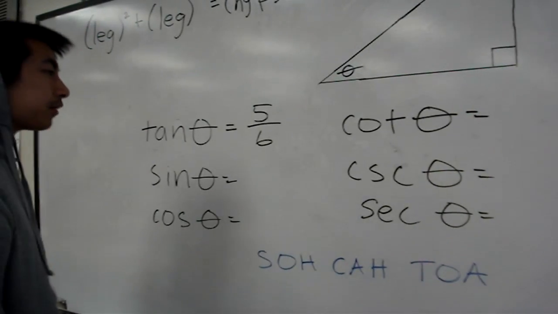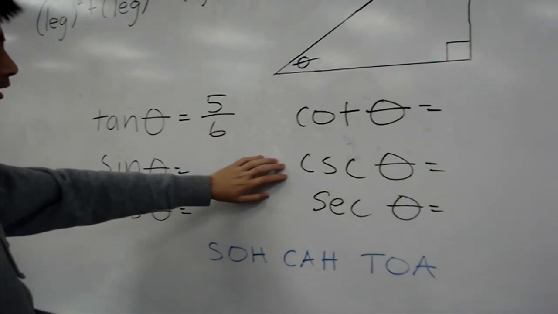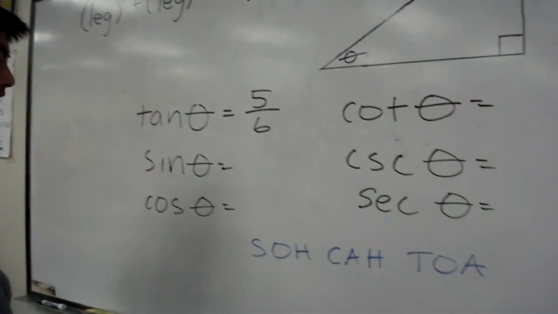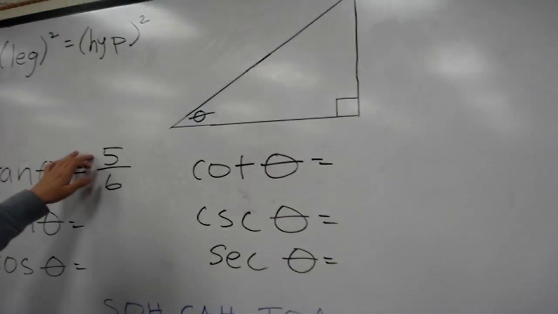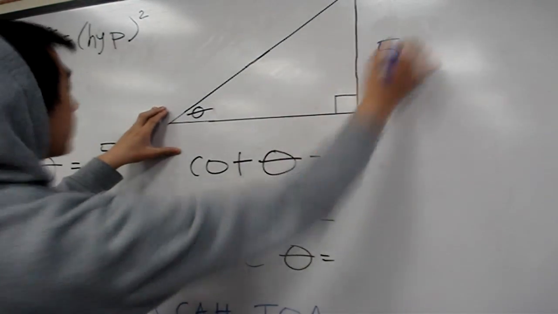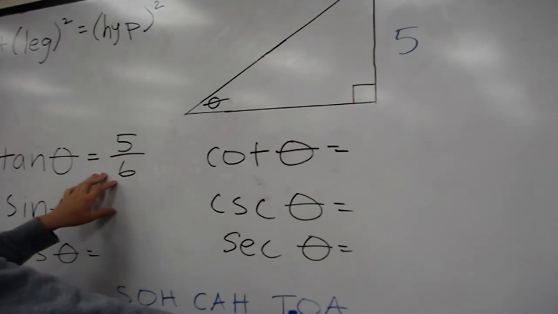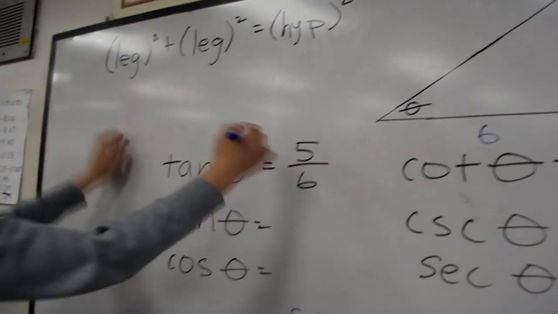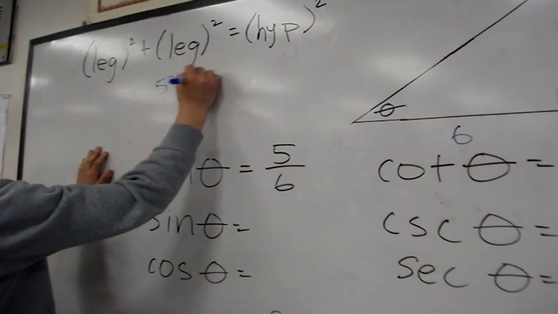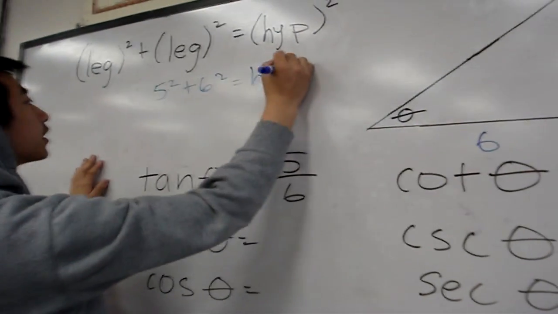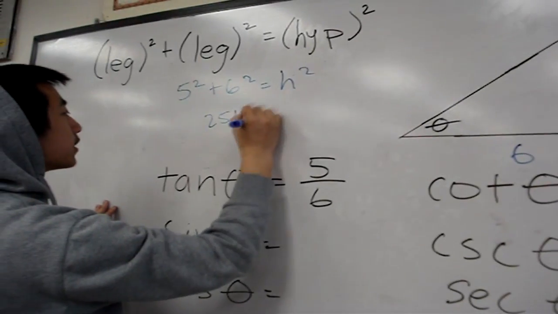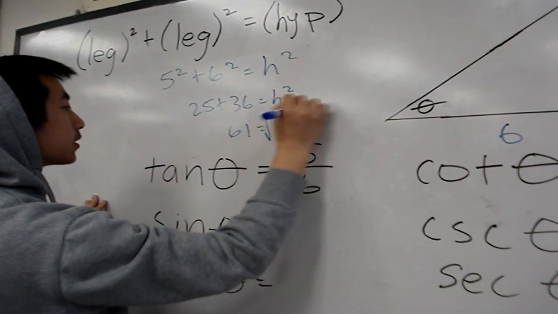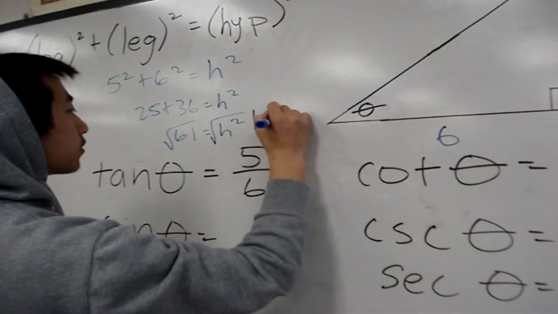Now we're going to learn the other 3 trig functions, which are cotangent, cosecant, and secant. All that is given to us is tangent of theta equals 5 over 6. Now using SOHCAHTOA, we know that the 5 is opposite of theta, which is over here, and the 6 is adjacent to theta, which is right here. Now we'll plug into the Pythagorean theorem to figure out the hypotenuse. 5 squared plus 6 squared equals hypotenuse squared. 25 plus 36, and that's 61. Then you would square root both sides. And the hypotenuse is square root of 61.